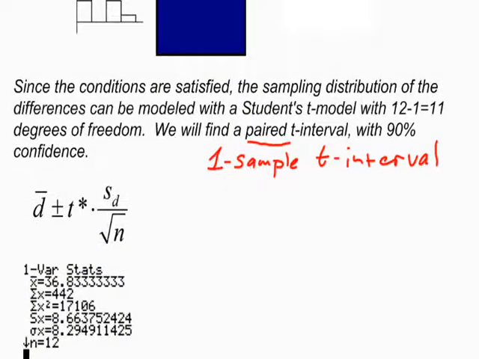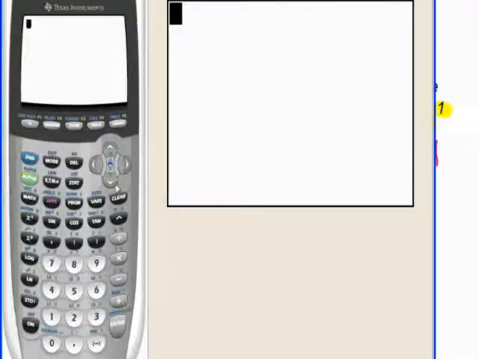Where is it at? Right here would be the sample mean or the mean of the differences. Right here is the standard deviation of the differences, and right here is the sample size. And then I could get my t-star using my t-table with 11 degrees of freedom and 90% confidence. But we have technology, so I'm going to go ahead and use my calculator to do this.